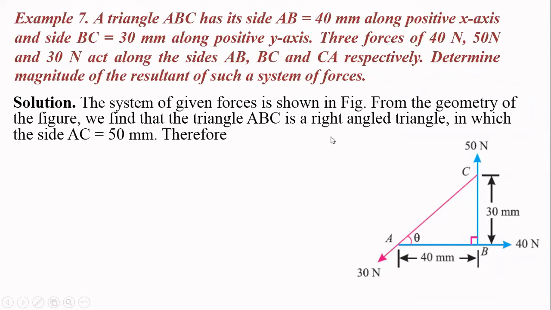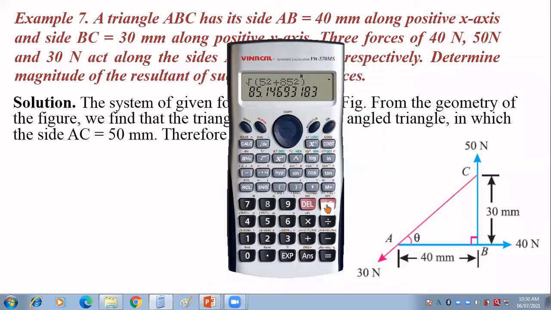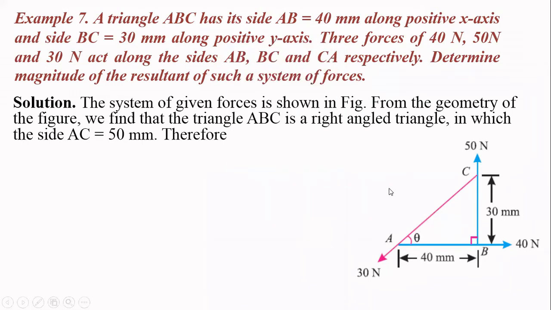Hypotenuse of this triangle. As per the Pythagoras theorem, AC square is equal to AB square plus BC square. Let us say 40 square plus 30 square, and under root of this answer, it means 50. So AC is 50 millimeter.